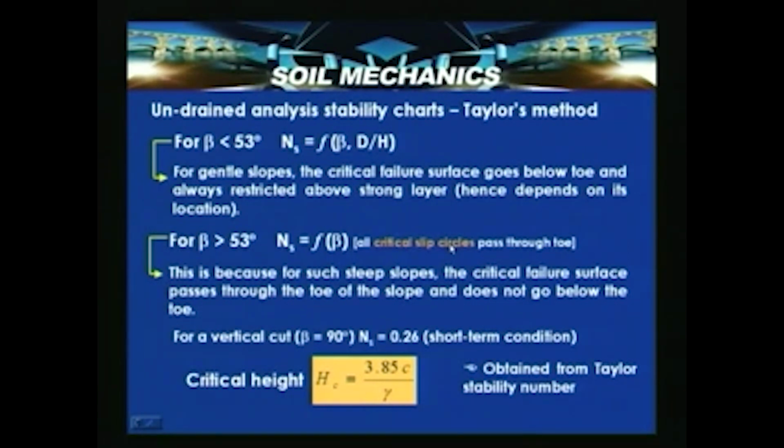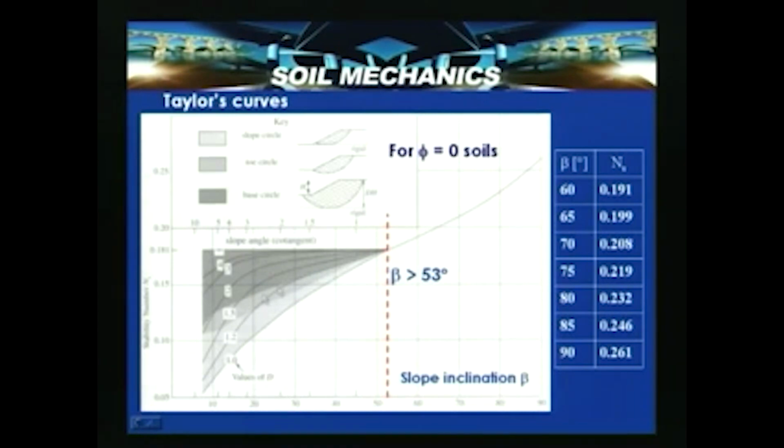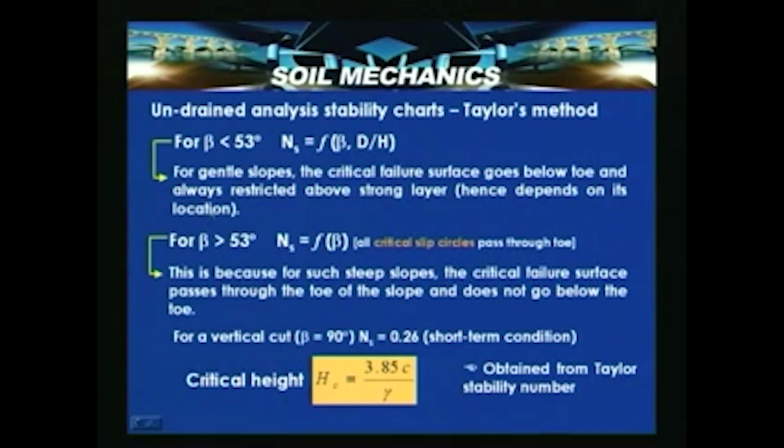Undrained analysis stability charts, Taylor method we are discussing, and in the previous slide we discussed that for beta less than 53 degrees, the stability number is a function of beta and d by h. That means the stability number varies with beta and the depth factor d. For gentle slopes, the critical failure surface goes below the toe and is always restricted above the strong layer, hence it depends on its location. As the failure surface cannot penetrate into the strong layer, it is restricted along the strong layer. So, for this purpose the location of the stronger layer is required.